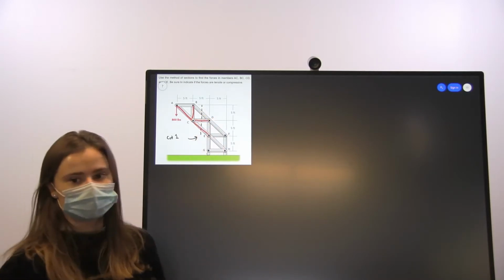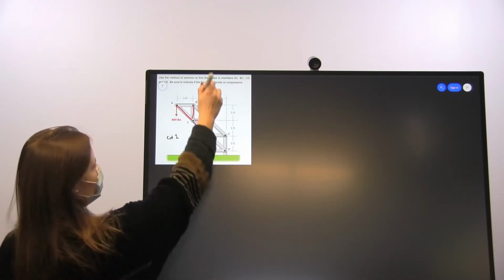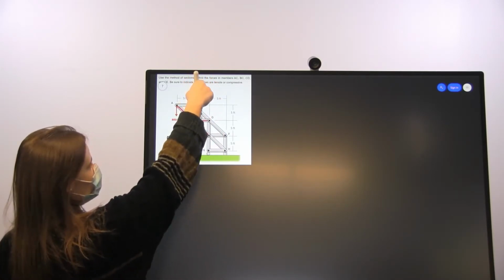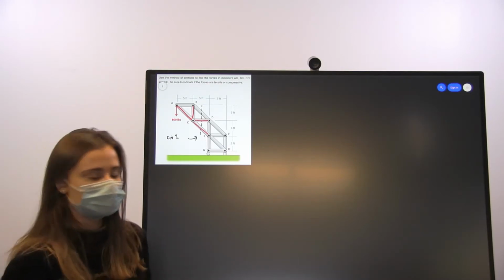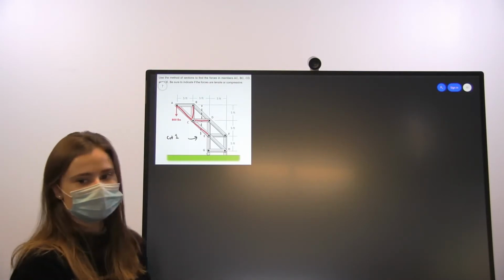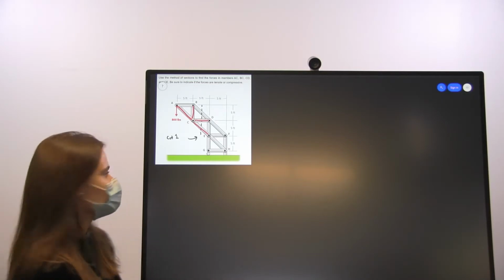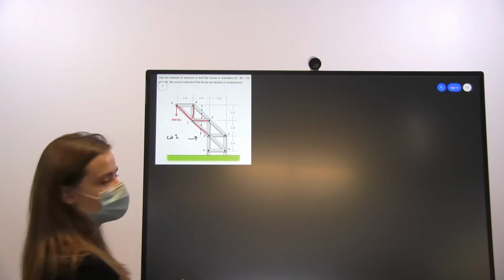So we're going to make our first cut. It's going to be the method of sections, so we're going to want to cut it. We're going to make our first cut straight through BD, CD, and then CE. And this will be helpful because it's cutting through the forces that we want to find, so it's going to be a lot easier to find forces with the least amount of calculations. So we're going to want to draw our free body diagram for our first cut.